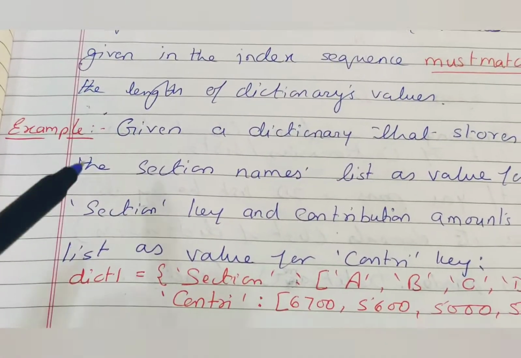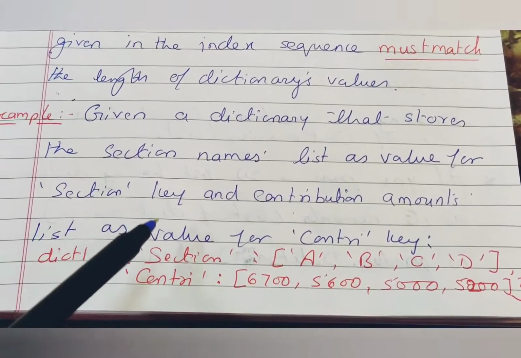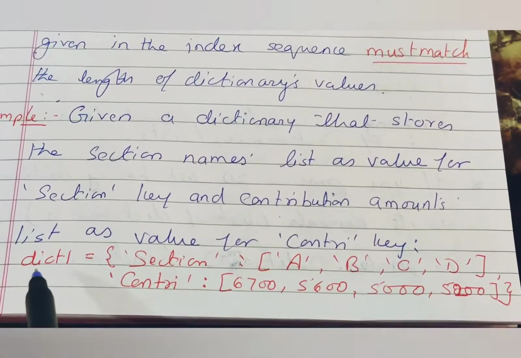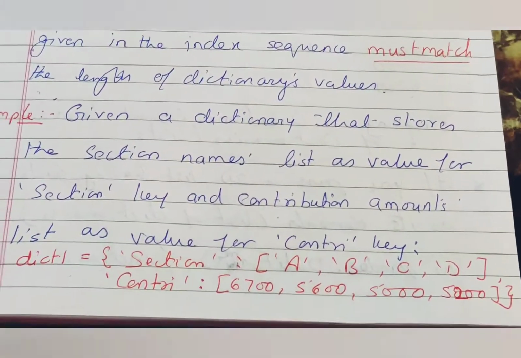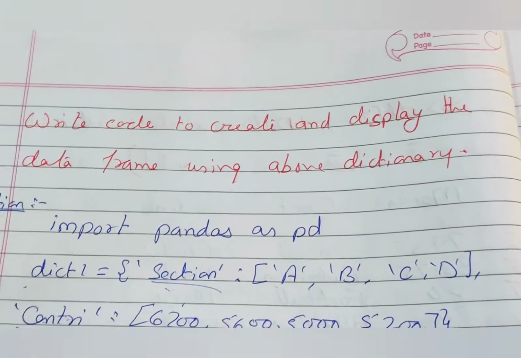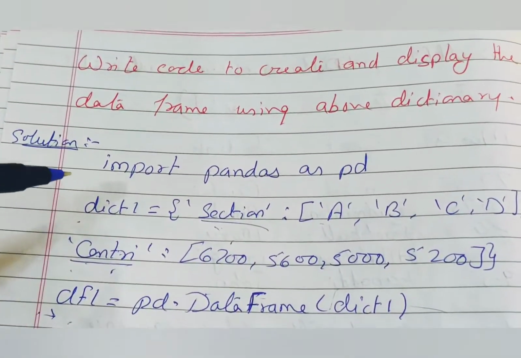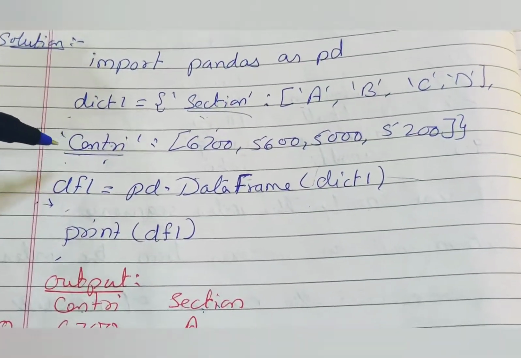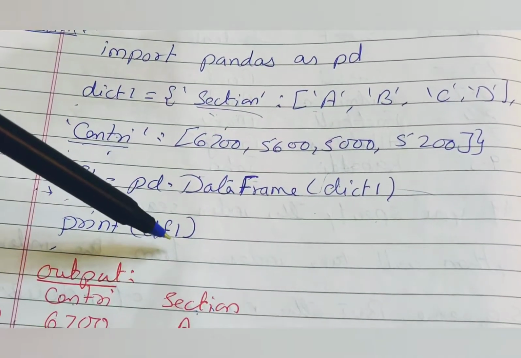See another example. Given a dictionary that stores a list of section names as values for the section key and contribution amounts as a list of values for the country key. This is dict1, section A, B, C, D, country, this is the amount. This is a question. Okay, write code to create and display the data frame using the above dictionary. Solution: import pandas as pd, dict1, section A, B, C, already this has been given. df1 equals pd dot DataFrame dict1, print df1.